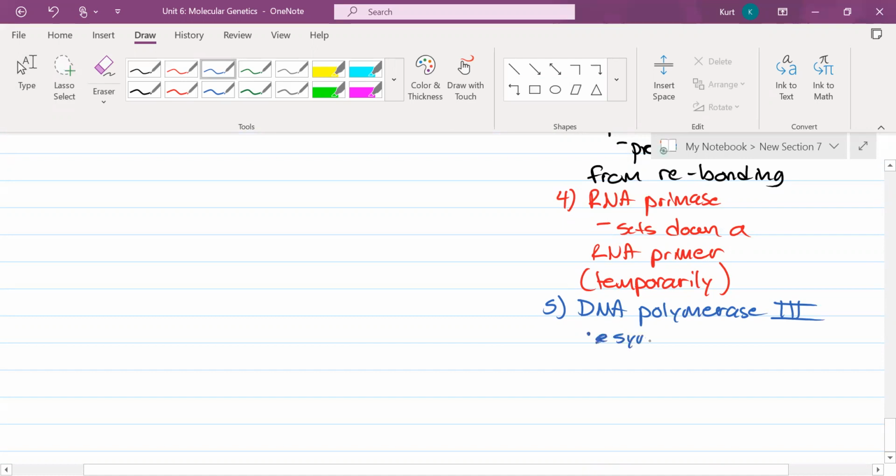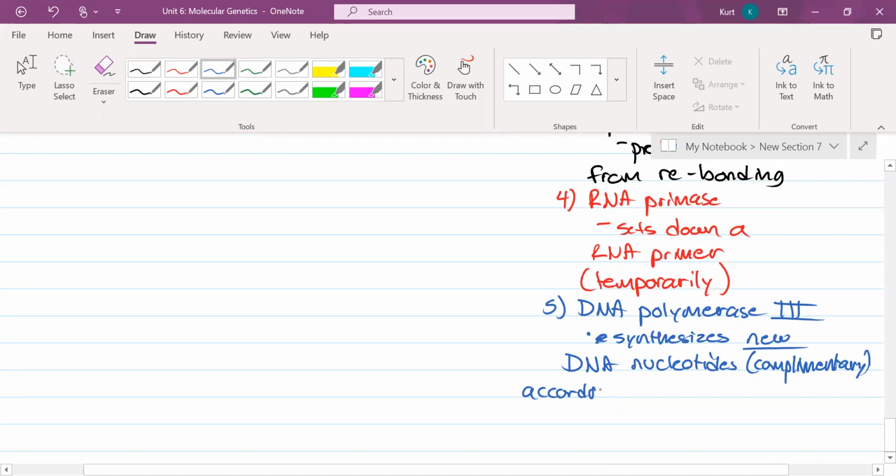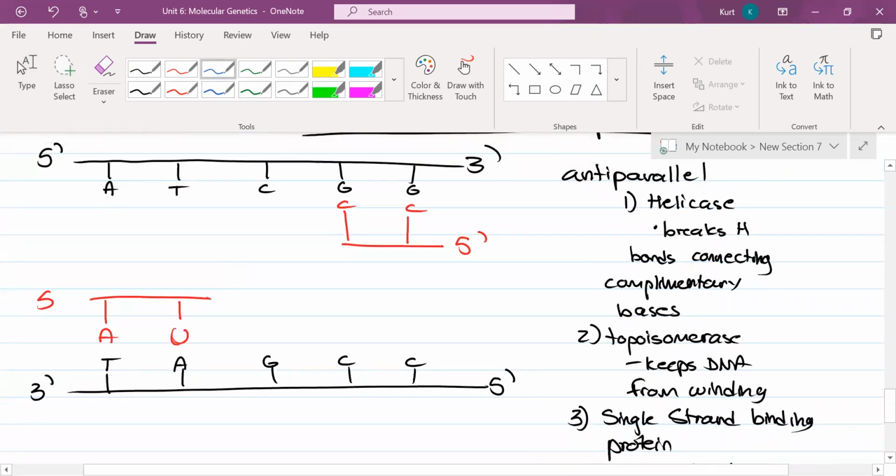It synthesizes new DNA nucleotides, which are going to be complementary according to the template, which was already there. So the template says T, the complement says A. If the template says G, the complement says C. So here we go. My blue pen is going to be polymerase 3.